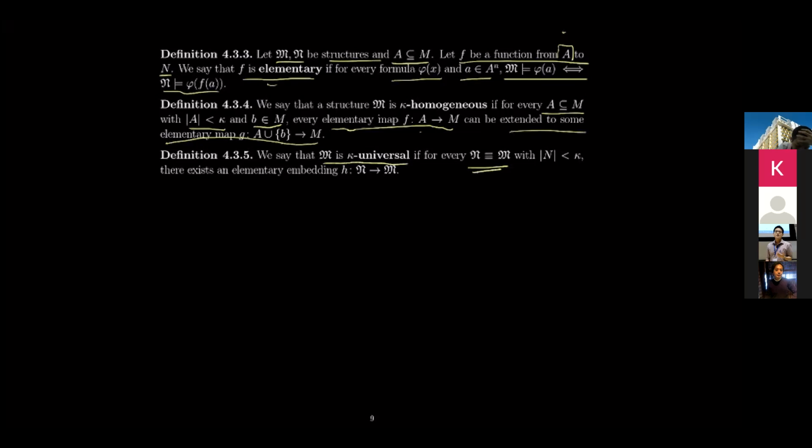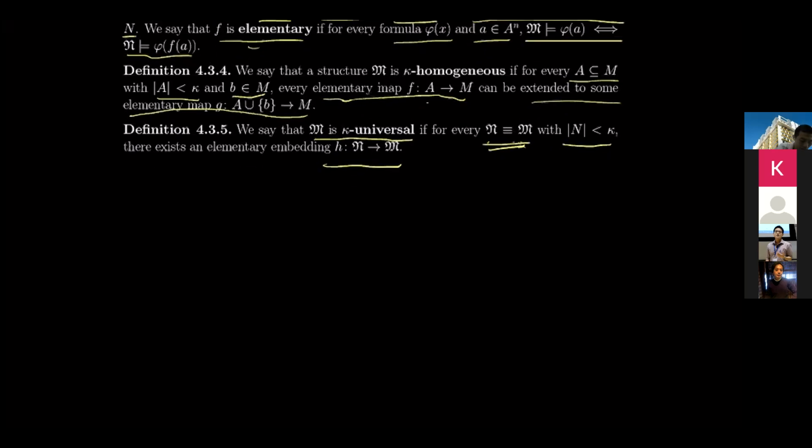We say that M is kappa universal if for every N that is elementarily equivalent to M, and if the cardinality of N is less than kappa, then there exists an elementary embedding from N to M. Okay, so it says that if M is kappa universal, then for every N that is elementarily equivalent to M, if it's not too large, you can always embed it into M.